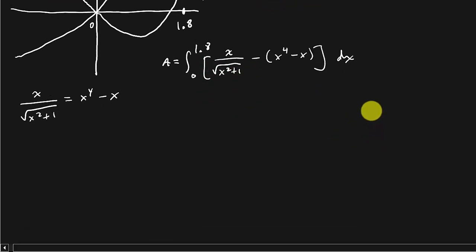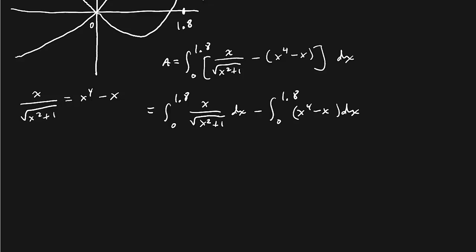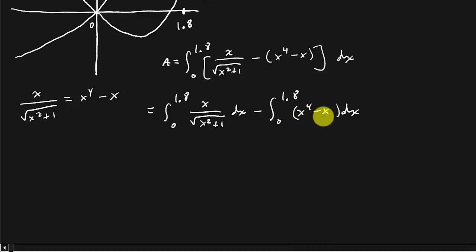All right, so how in the world do we integrate something like this? Well, you're going to have to split it up. That's the integral 0 to 1.8 of x over the square root of x squared plus 1 dx minus the integral 0 to 1.8 of x to the fourth minus x dx. This right here is easy to integrate. This one we're going to need to use u substitution.